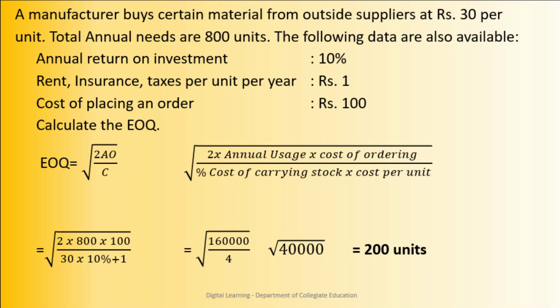Now, annual return is given as 10% of rupees 30. In addition to that, the rent, insurance and taxes given must be added to the cost of carrying. Therefore, 30 into 10% plus rupee 1 would be the cost of carrying the stock. When you simplify it, you get square root of 1,60,000 divided by 4, which simplifies to root of 40,000. So therefore, EOQ is 200 units.